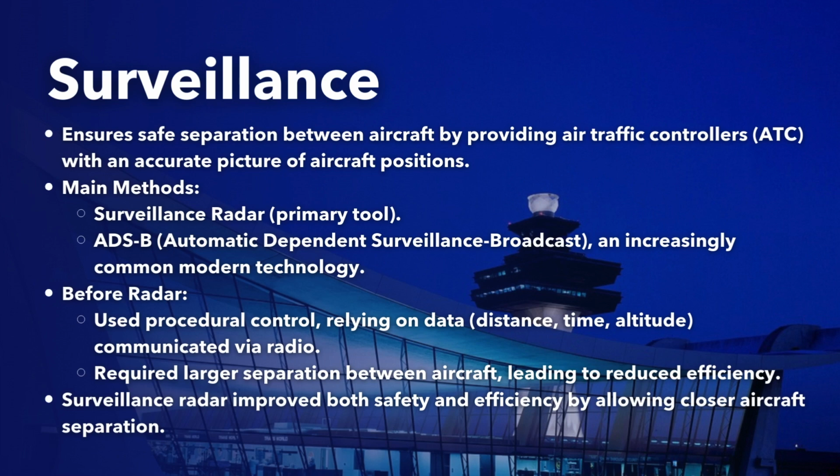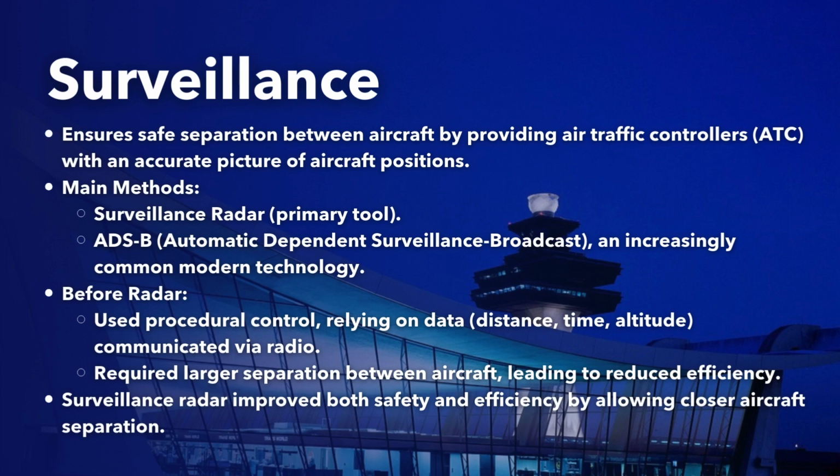Surveillance in aviation plays a crucial role in ensuring the safe separation of aircraft from one another, providing controllers with an accurate and reliable picture of each aircraft's position in the airspace. This is primarily achieved through surveillance radar systems, although other types of surveillance equipment such as ADS-B, or Automatic Dependent Surveillance-Broadcast, are becoming increasingly common.